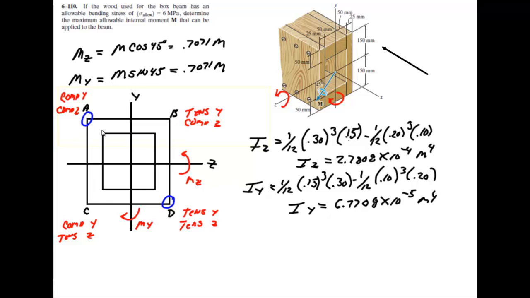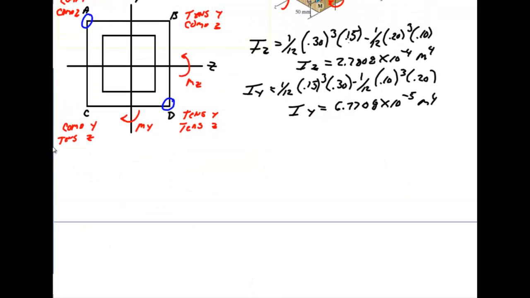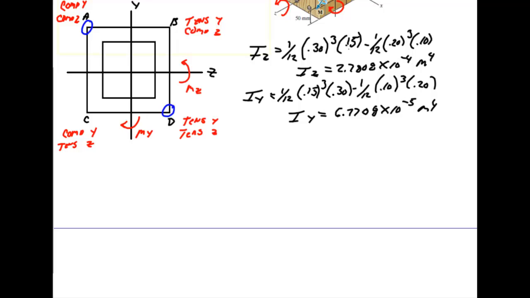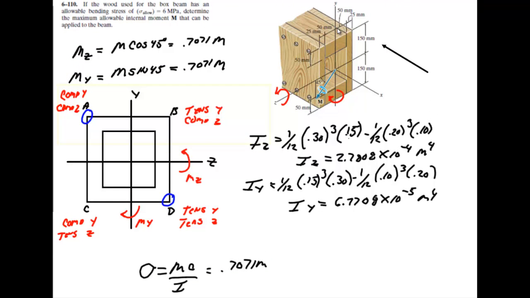Now we can either use this point or this point. I'll just use A. It makes no difference whatsoever because you're going to add the two together. So we go back to Mc over I, and we know the stress is equal to the moment times the distance c over I. When we do that, we would take the moment, which we know is 0.707 M. Let's do the Y first. If I'm going to do the Y, I need to find out what this distance here is. If you look at the picture, this distance from here to here would be 0.075 meters.